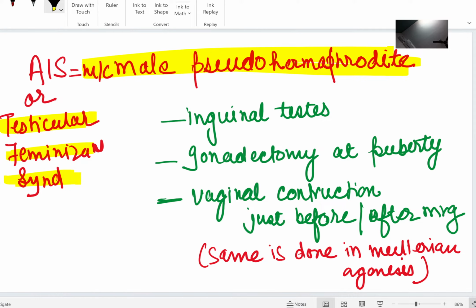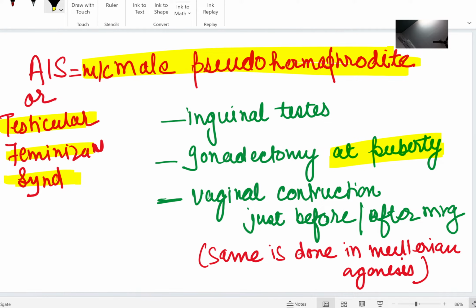Now, the testes are present in these patients. So, when are the testes to be removed? The testes are to be removed at puberty. Okay, the vagina is constructed. These patients have a blind vagina.